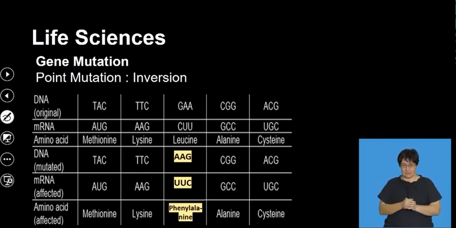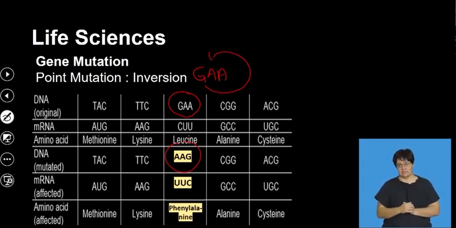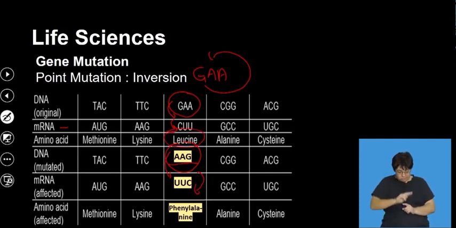So again, here's the sequence that we're looking at, and here's the inversion of that sequence. So essentially, the GAA has been inverted, and you see that it's now an AGG. What does this mean to the mRNA? When we look at the original mRNA, GAA coded for CUU. However, with the effect of the inversion, AAG now codes for a codon called UUC. What is the impact that it has now on the amino acid? The original amino acid for that specific codon was leucine. We now see that it has changed to an amino acid called phenylalanine.